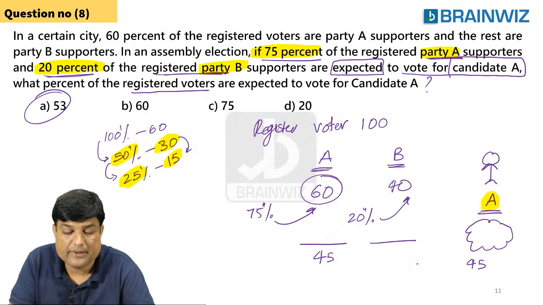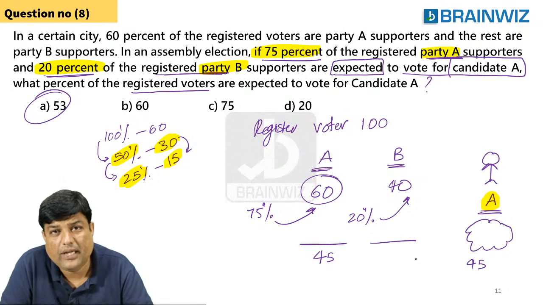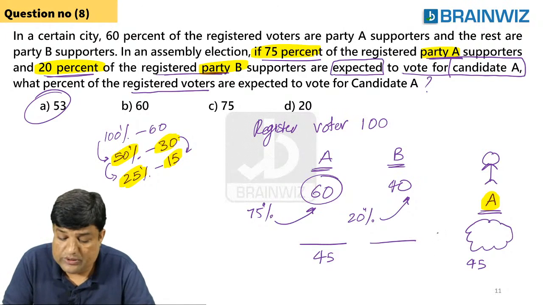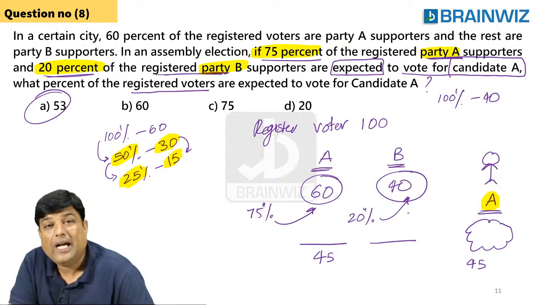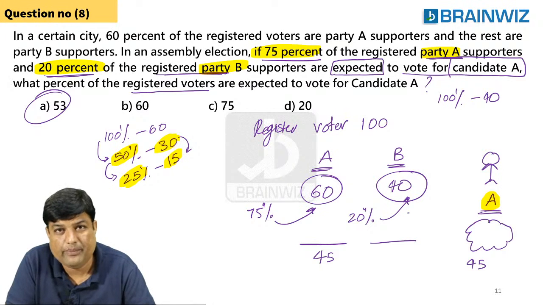Now let's calculate 20%. 20% of 40. How to calculate 20% of 40? For 2 seconds, you assume all this 100%. 100% is 40 students. Imagine 100% is 40. I want 20% of that. I don't know what is 20% of that.